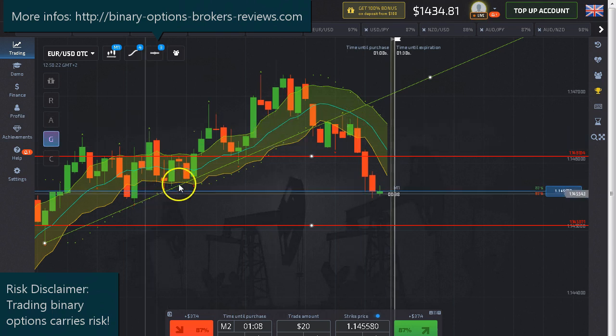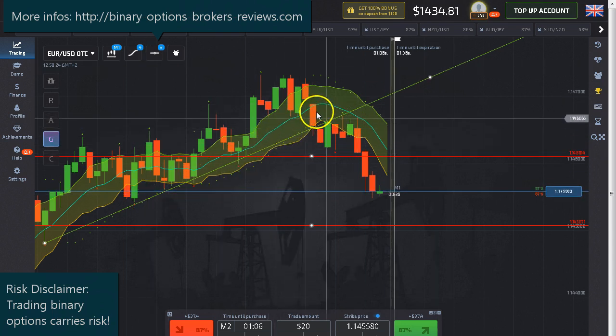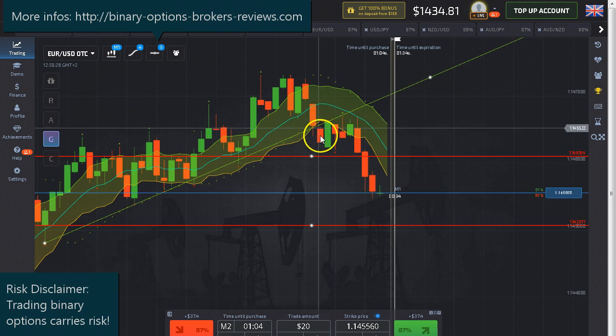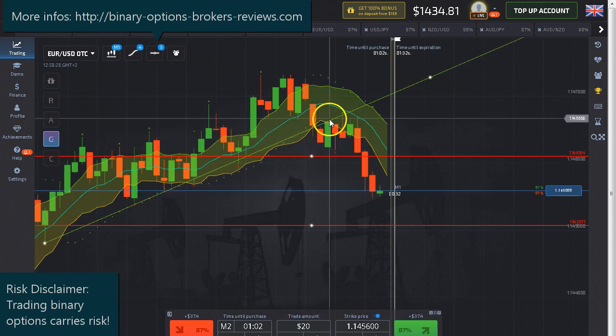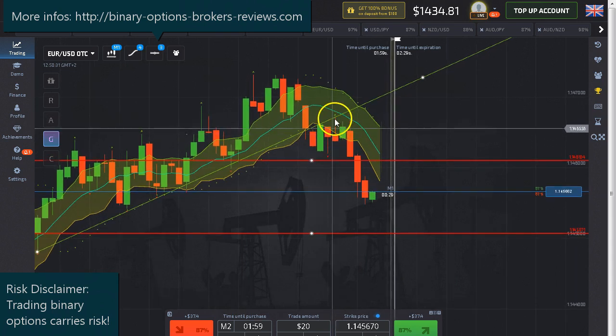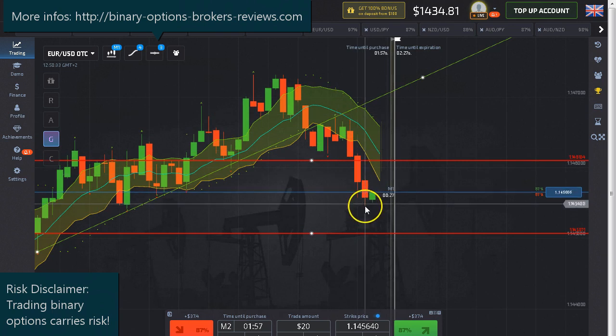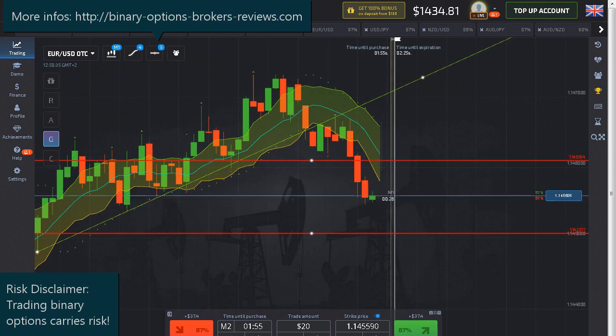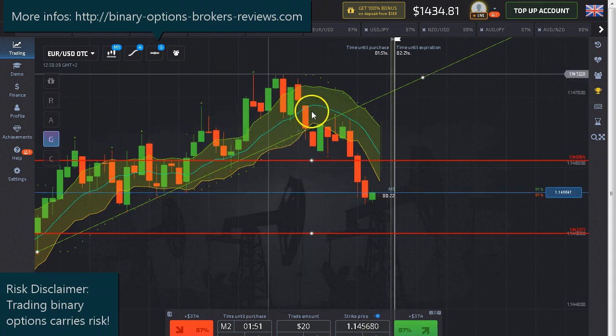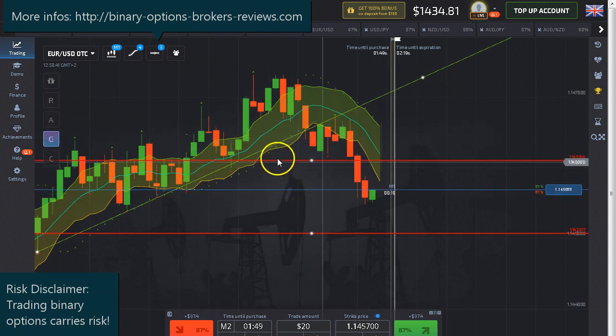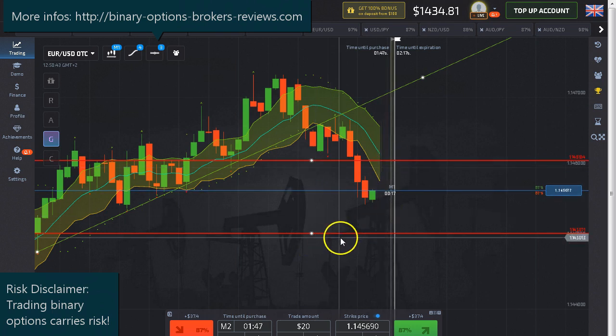You can see it on the trend line as well. Price breaks through here, goes back here, goes back again, and goes down. This can often be seen with trend lines and with support and resistance lines.